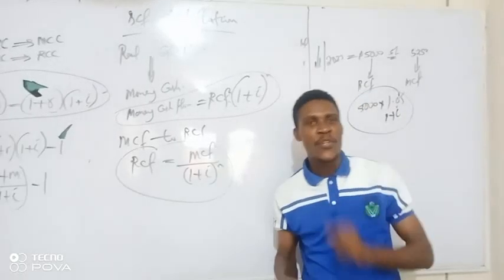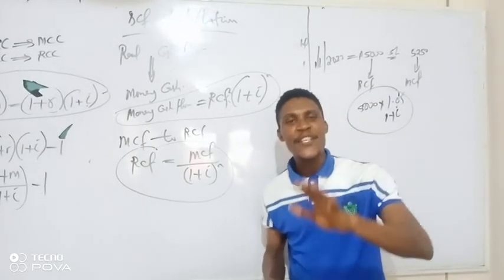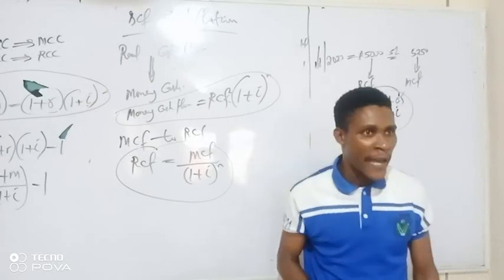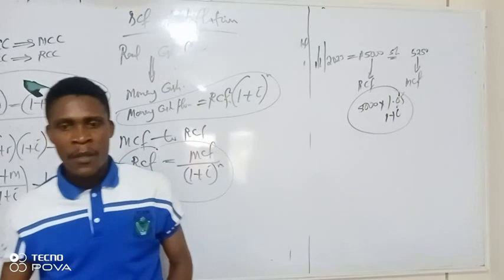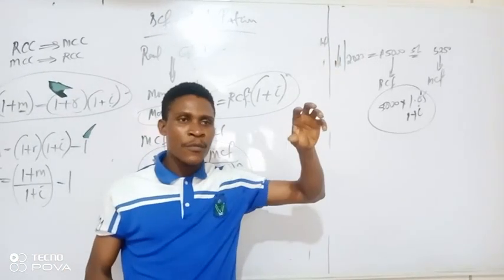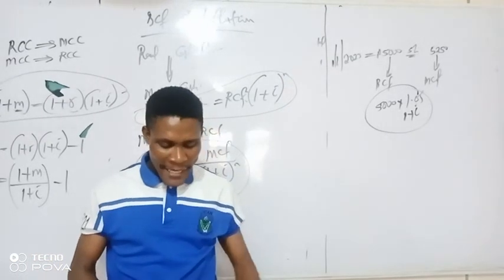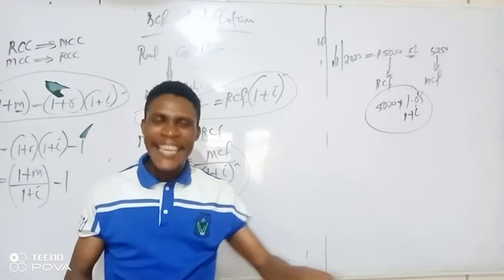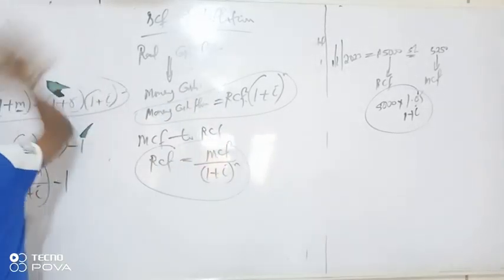Now, looking at this question, the most important thing here is that they ask us to ignore tax. But one of the major challenges in this question is that we were given real cash flows, are they? And they give us what? The money cost of capital. Am I talking, please?